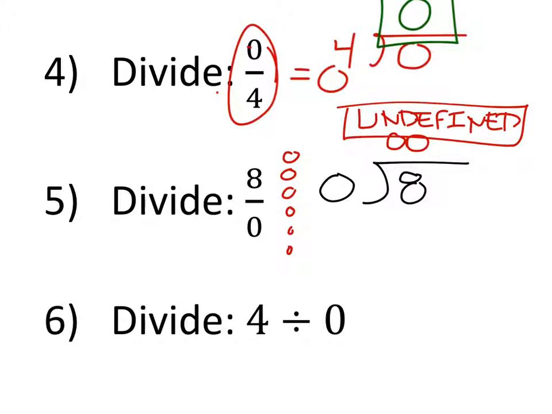Now 6 is very similar to 5. In fact, it is just like 5, except we got a different number. So this one would be 4 divided by 0. I did that backwards at first. And how many zeros go into 4? Once again, that would be undefined.